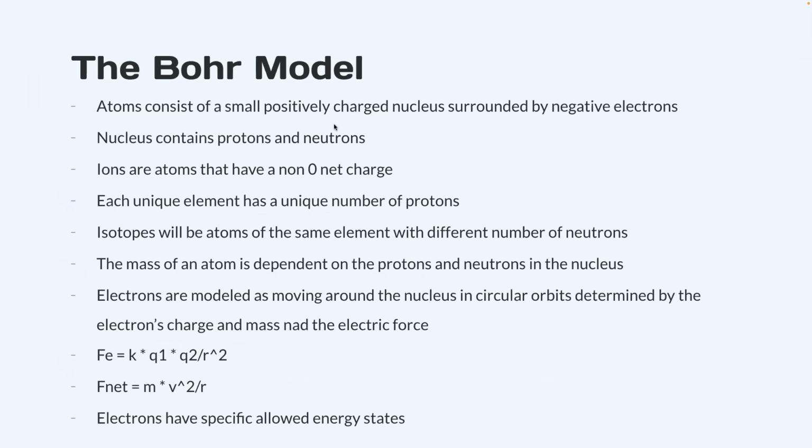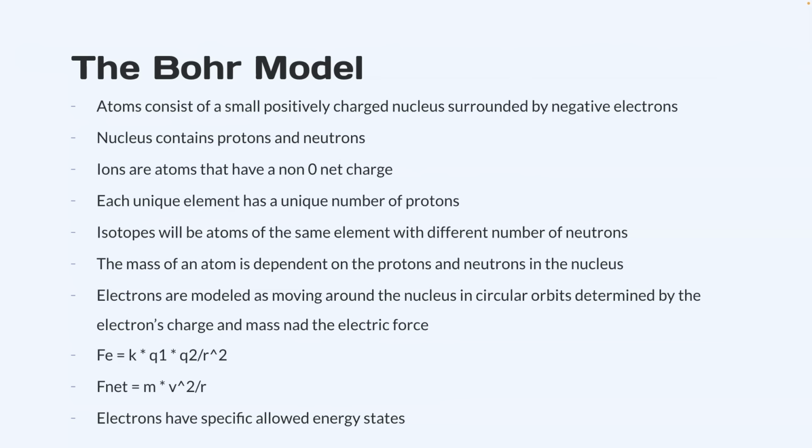The Bohr model. Atoms consist of a small positively charged nucleus surrounded by negatively charged electrons, and the nucleus contains protons and neutrons. Ions are atoms that have a non-zero net charge, and each unique element has a unique number of protons. These are just basics of chemistry that you probably already learned. Isotopes are atoms of the same element with different numbers of neutrons, and the mass of an atom is just dependent on the protons plus the neutrons in the nucleus.